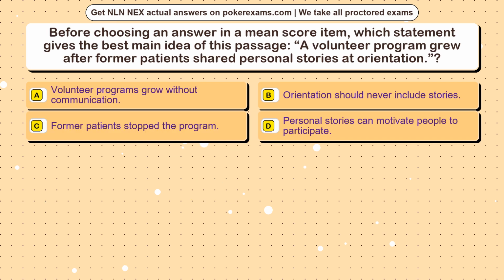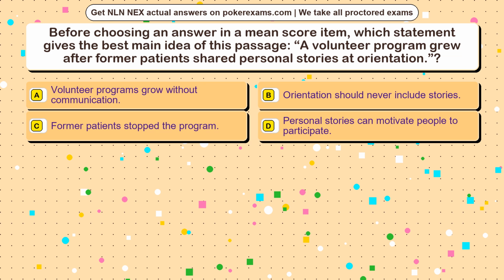Question 9. Before choosing an answer in a mean score item, which statement gives the best main idea of this passage? A volunteer program grew after former patients shared personal stories at orientation. Option A. Volunteer programs grow without communication. Option B. Orientation should never include stories. Option C. Former patients stopped the program. Option D. Personal stories can motivate people to participate.